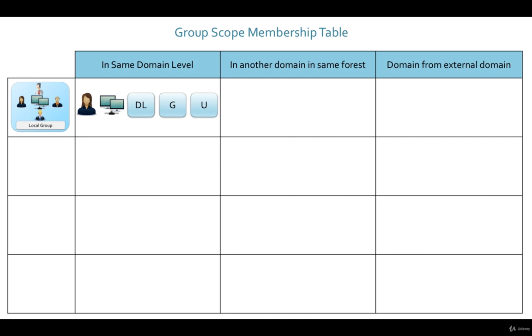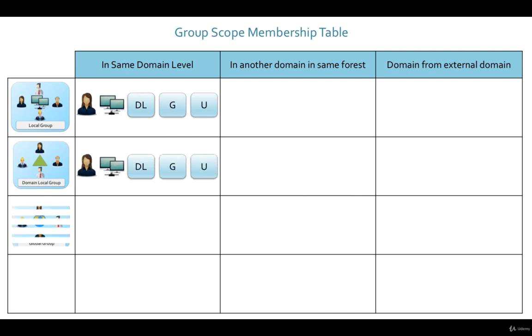Domain local group. A domain local group can have the same members as a local group has: users, computers, domain local group, global group, and universal groups. Domain local group can administrate domain controllers, as domain local groups are given the permission to manage the domain resources. To be remembered, domain local groups cannot be used outside of the domain.